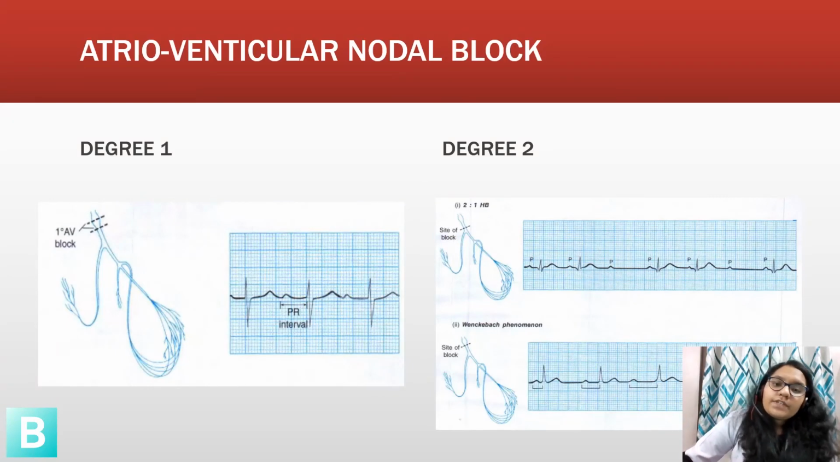Next is the atrioventricular nodal block. It occurs due to the conduction blockage from atria to the ventricles. It is again divided into complete and incomplete. In the incomplete heart block, there is partial blockage of conductance, which is again divided into degree 1 and degree 2. In degree 1, there is an abnormally long PR interval. Here, the atrial rate to ventricular rate is 1:1. In the degree 2 block, the atrial rate to ventricular rate becomes 2:1 and the PR interval goes on increasing until the ventricular beat is dropped. This is known as the Wenckebach phenomenon.